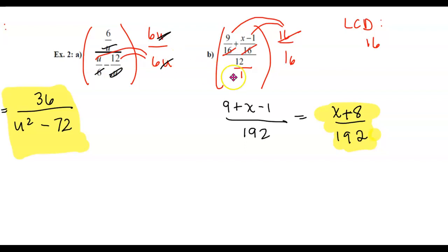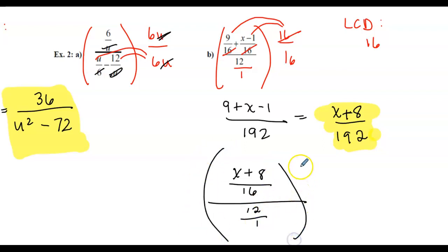Another way to do this same problem is if you notice that you have common denominators in the top. So what you could do is combine that top fraction, as 9 subtract 1 is 8. So X plus 8 over the common denominator of 16 over 12 over 1. And then you would just proceed in the same fashion, multiplying the top and bottom by 16 over 16.